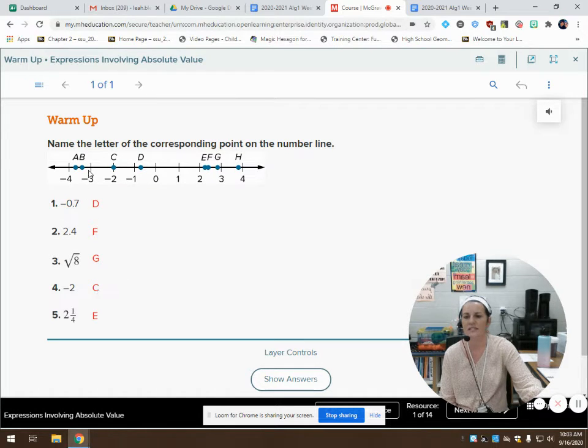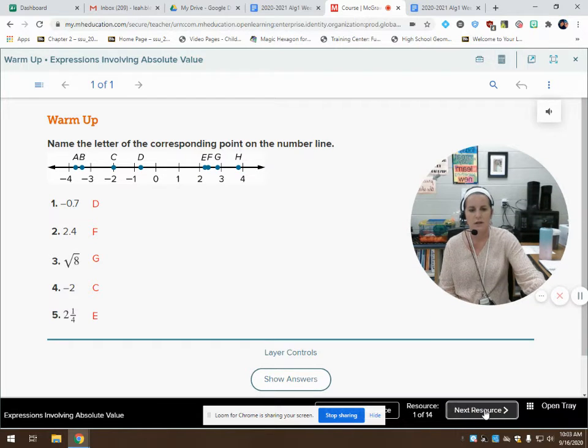Negative 2 is C, right here. And 2 1/4 is E. All right, moving right along.